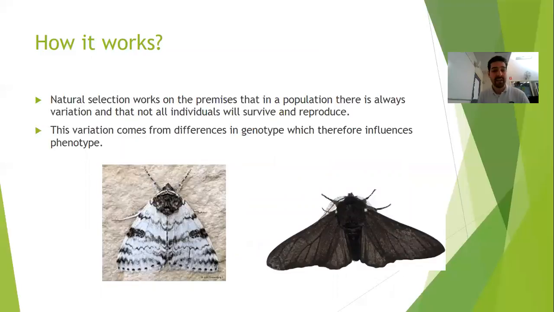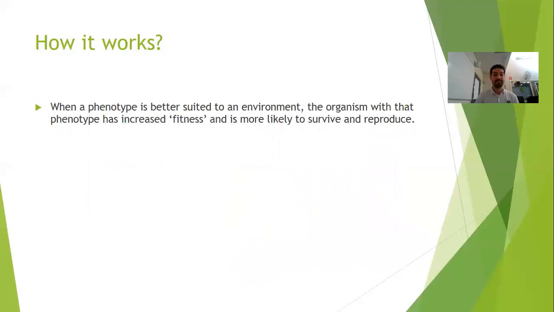So how does it work? Well, for natural selection to actually work, there must be some sort of variation in the population. And there also has to be the fact that not all individuals are capable of surviving and reproducing. That variation comes from differences in genotype, which therefore influences phenotype. So moths, for example: the variation here is the same species of moth, but the variation is the color of their wings. And that's caused by a difference in genotype.